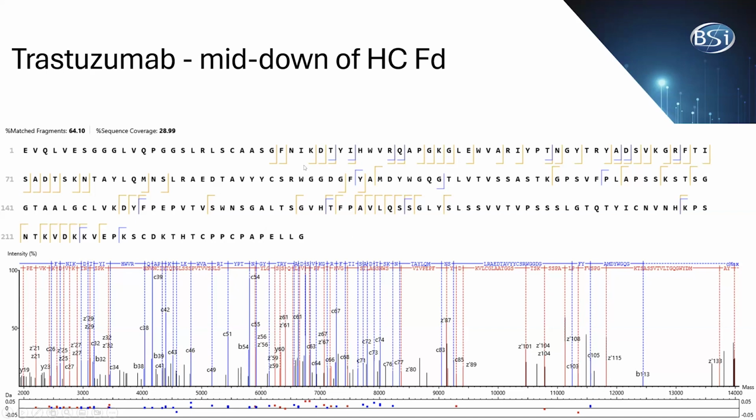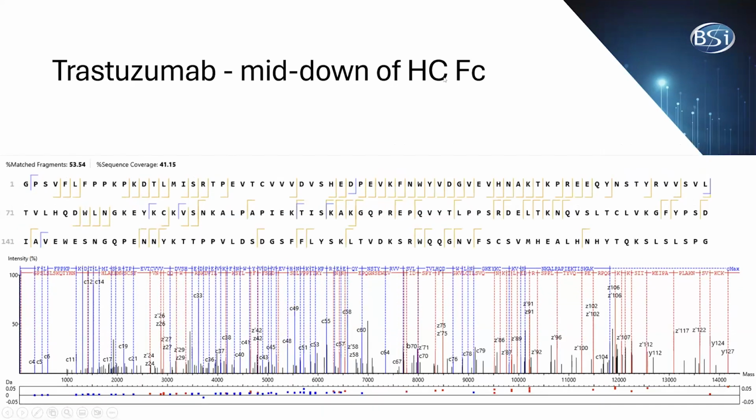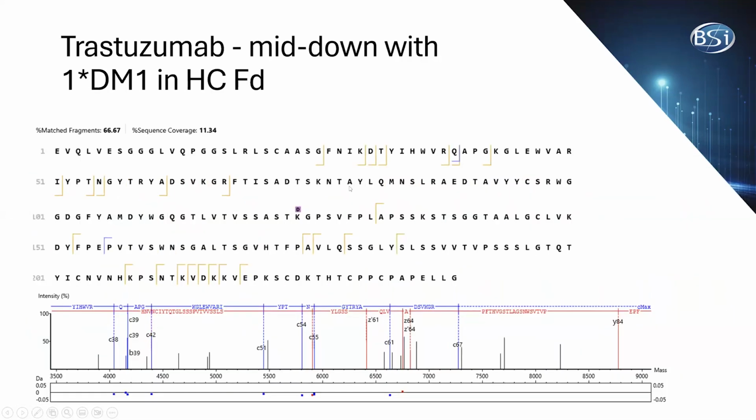So with the unlabeled FD domain, we did see very good sequence coverage. And also for the FC region of the heavy chain, we saw exceptionally good sequence coverage and good top-down fragmentation of the heavy chain, which would allow us to distinguish most of the lysine residues and help to localize each conjugation site. However, with the conjugated product, what we're seeing was quite lower top-down fragmentation and lower sequence coverage.